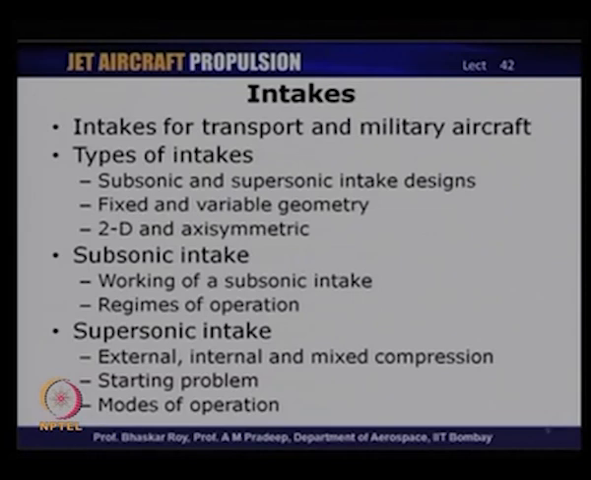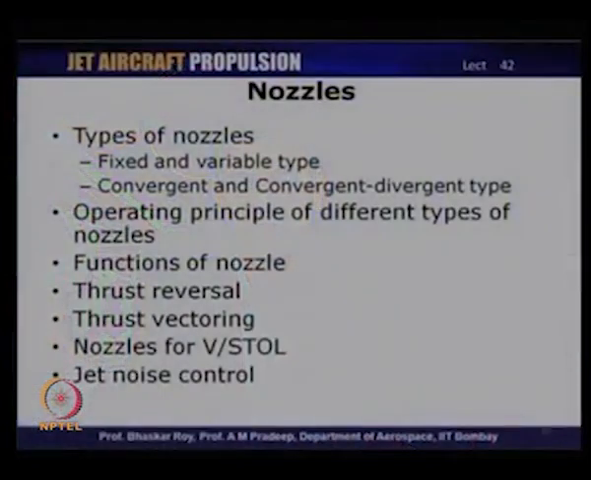So, after intakes, the other component that we had for discussion, the last component of a jet engine, is the nozzle. Similar to intakes, we also classified nozzles in different types. We could have fixed nozzles or variable type nozzles. One may have convergent type of nozzle or convergent divergent type nozzles. We have seen the operating principle behind these different types of nozzle: the convergent nozzle is used for subsonic flows, whereas the CD nozzle or convergent divergent type nozzle is used in supersonic flows.